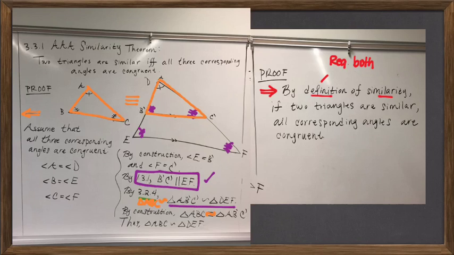congruent angles and equiproportional sides. So if we have both of those conditions, then in particular we have each one. And so we have congruent angles guaranteed if I have two similar triangles.